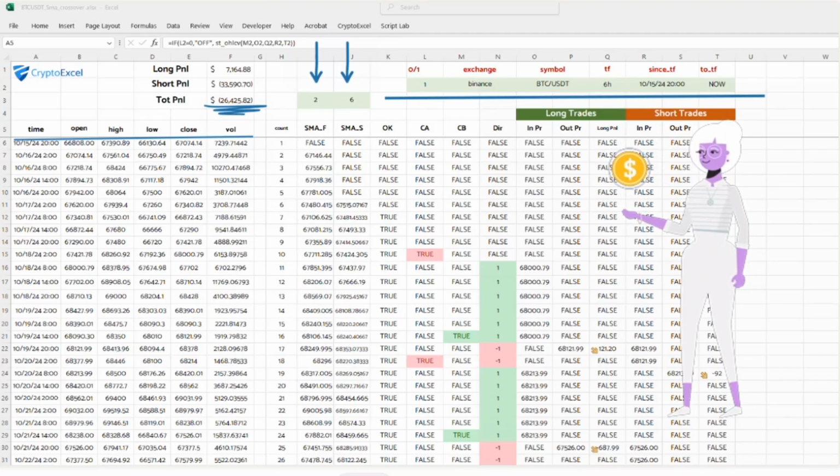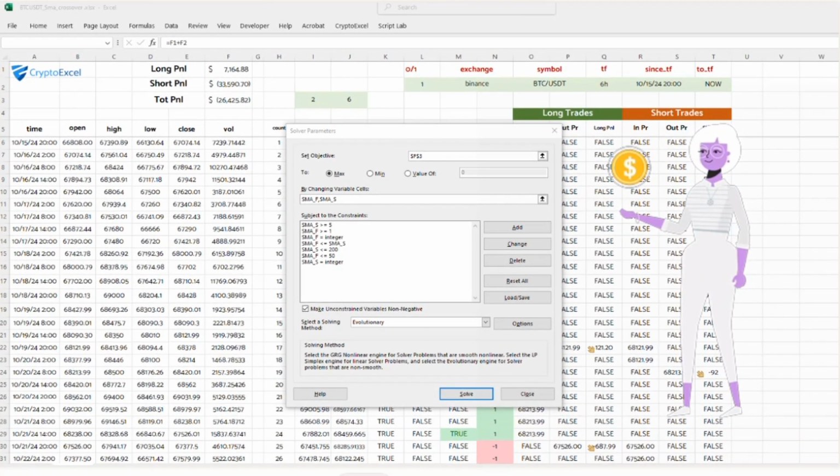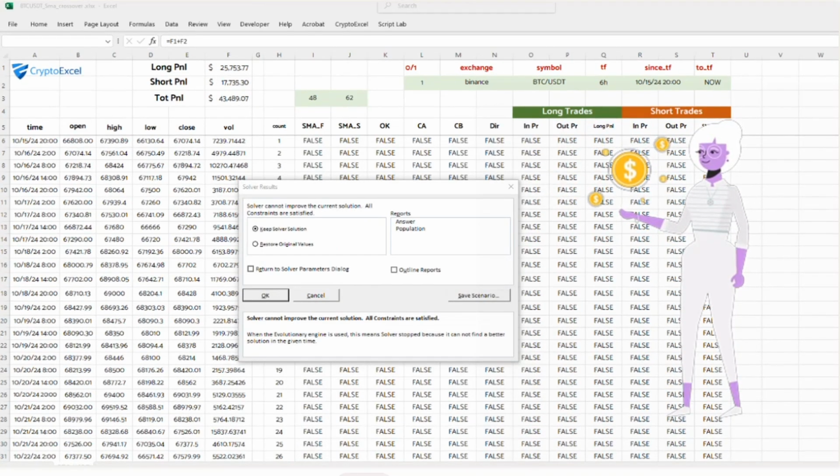It is time to train our model. We will use the Excel Solver, a powerful tool in Microsoft Excel that helps the user to find optimal values for formulas based on constraints. The optimized average durations for this model are 48 and 62. The profit rose to more than 43,000 USDT.